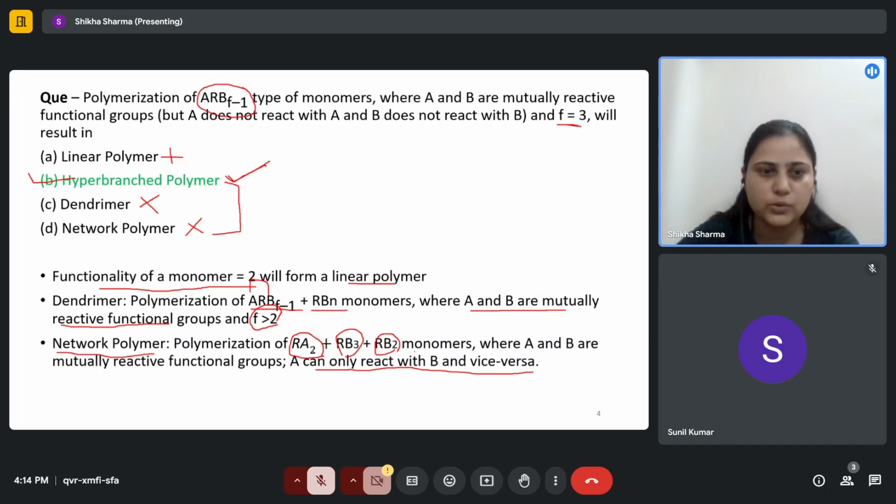In the network polymer, RA2 plus RB3 plus RB2 types of monomers should be there for the polymerization. So these two options also cannot be correct. So option B can only be correct, which is hyperbranched polymers, having ARB f minus 1 type of monomers for their polymerization. Okay, can we move forward?